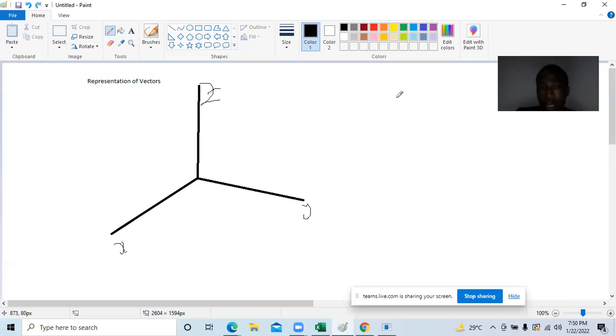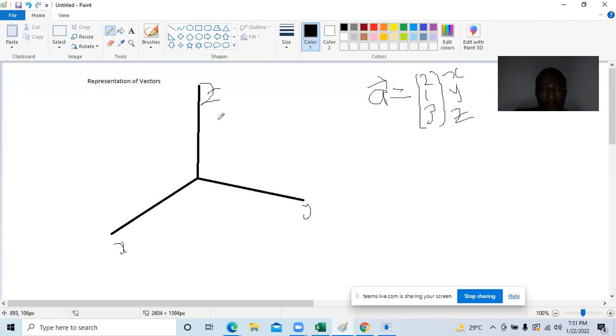So let's see how we can represent a vector A, which is equal to 2, 1, 3. Of course, you know that this 2, 1, 3 means it's 2 on the x-axis, 1 on the y-axis, and 3 on the z-axis.